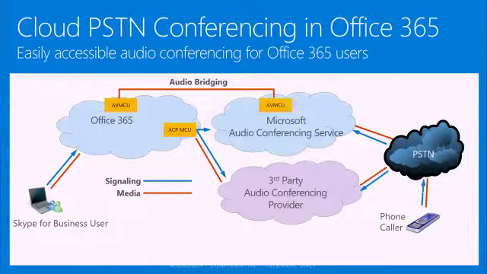Visually, it looks like this, right? Effectively, you have this concept of an audio conferencing provider or an ACP. That could either be a third-party ACP, like we see here, or it could be Microsoft's ACP, as we see here. Both of them have interconnects into the public switch telephone network. So these are both going to provide numbers that a traditional phone user can dial to get into the meeting.